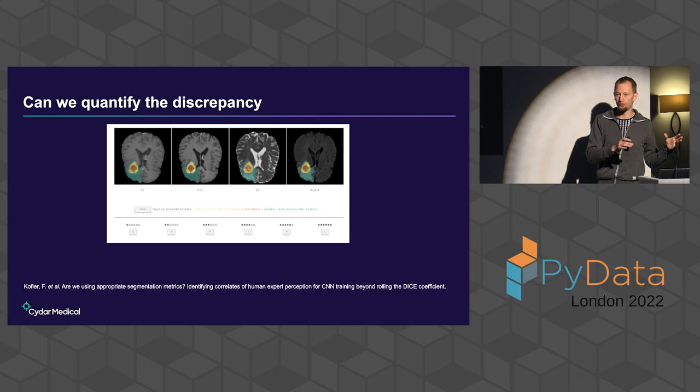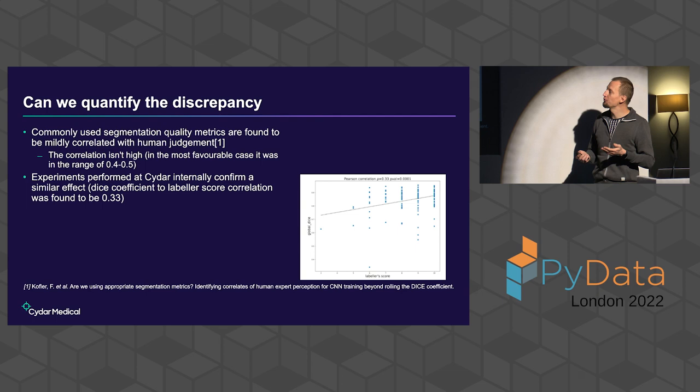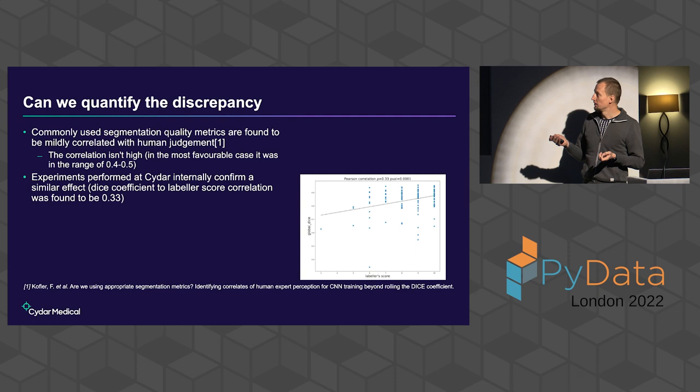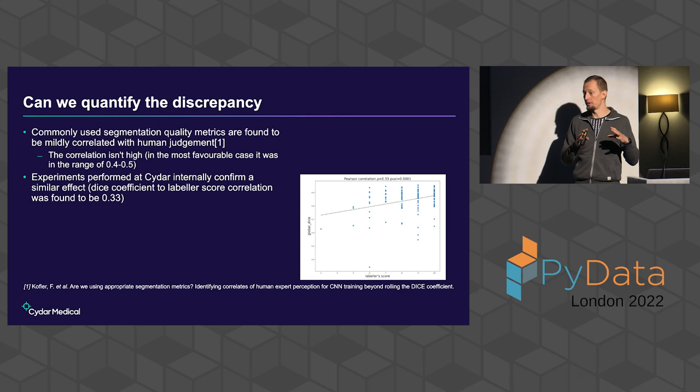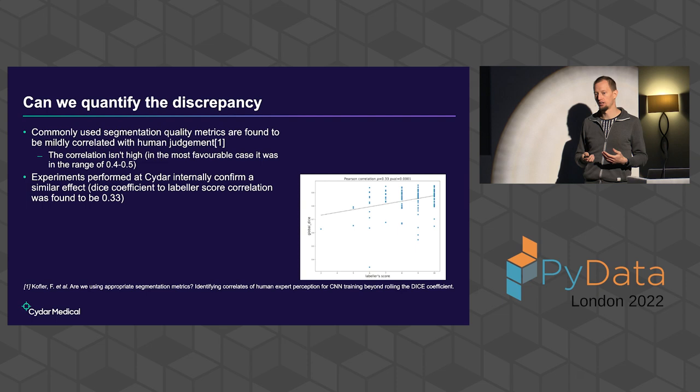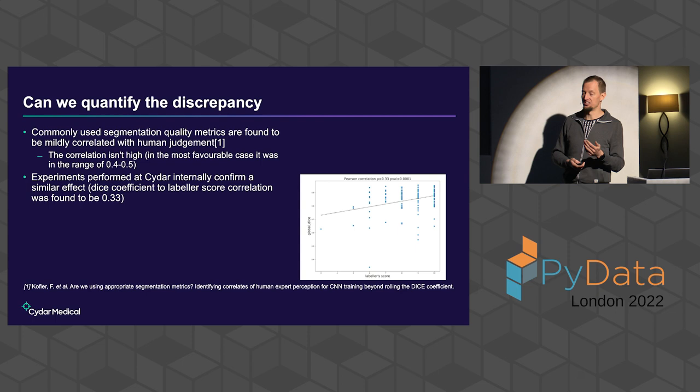What they found is that the correlation was at most mild. It was in the range of 0.4 to 0.5, the Pearson's correlation coefficient, for the best metric. So it's, let's say, the best possible example. We found a similar effect in our internal experiments: the Dice coefficient was only mildly correlated with the human-assigned score of how well something is segmented.